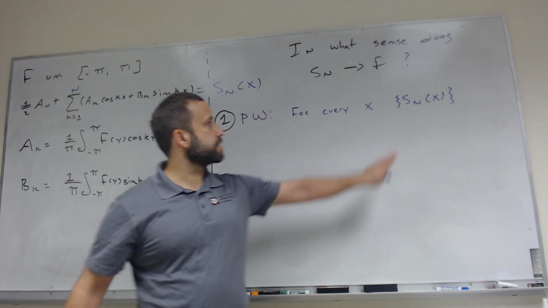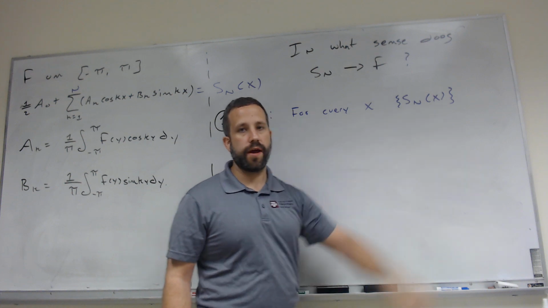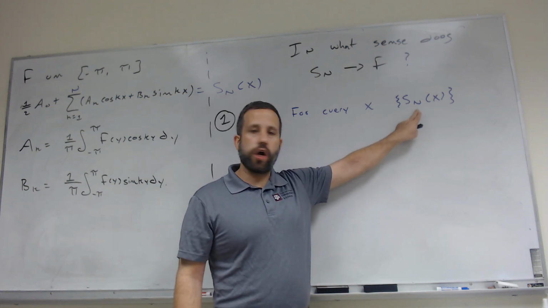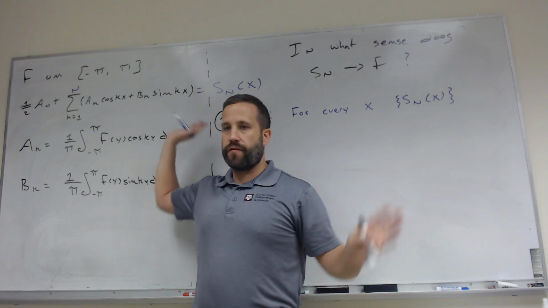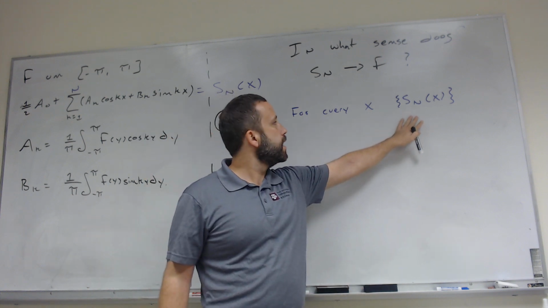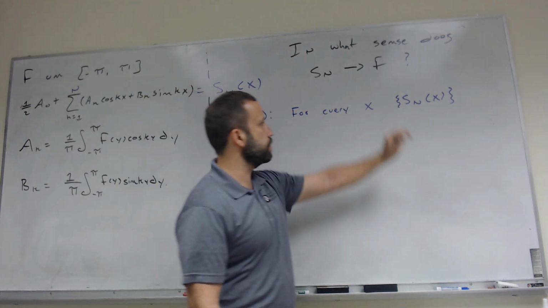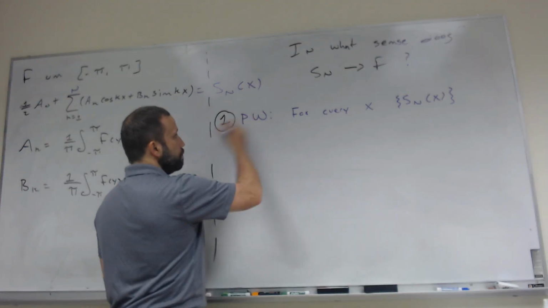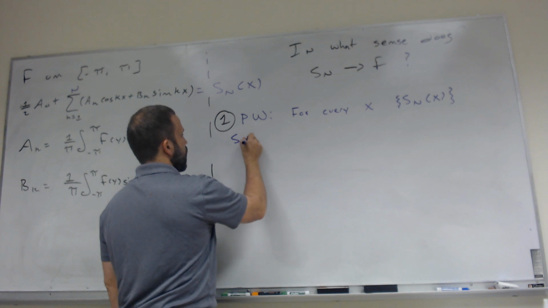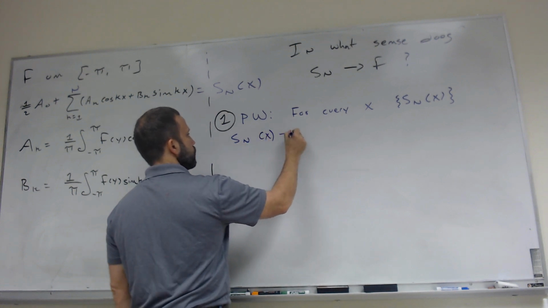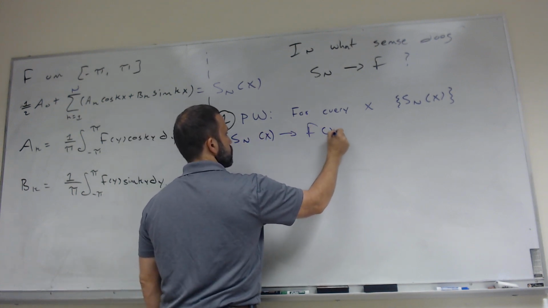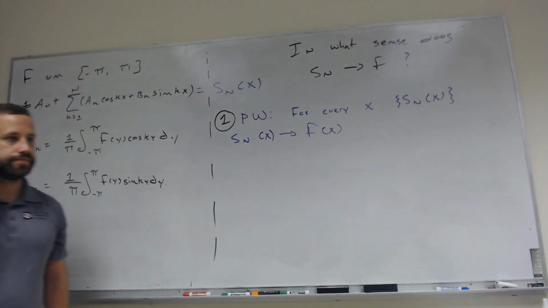Okay, so x is fixed. I'm looking at these partial sums, evaluating at x. As long as n is finite, this partial sum is perfectly well defined, and there's nothing ambiguous here. So this is a sequence of real numbers, and so pointwise means that for every value of x, this sequence of numbers converges to f of x.